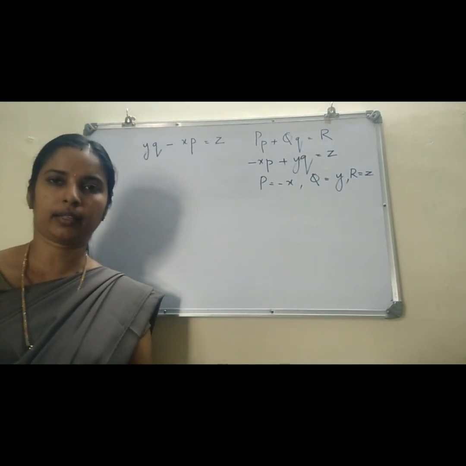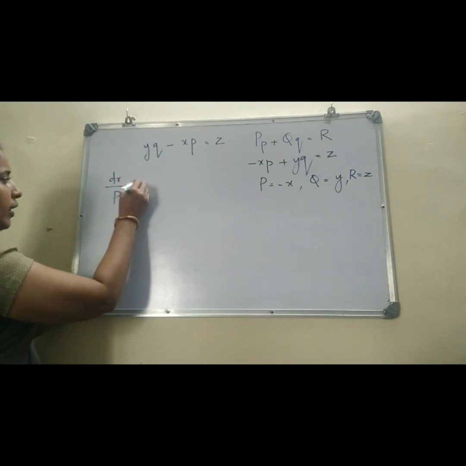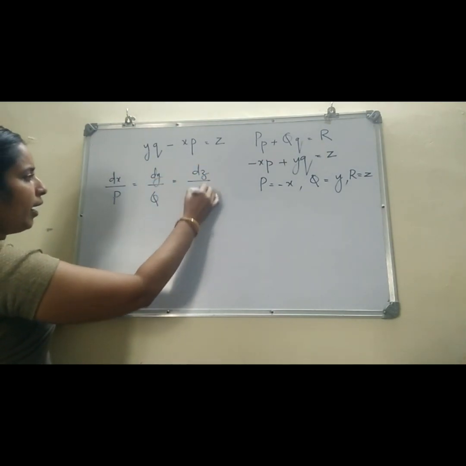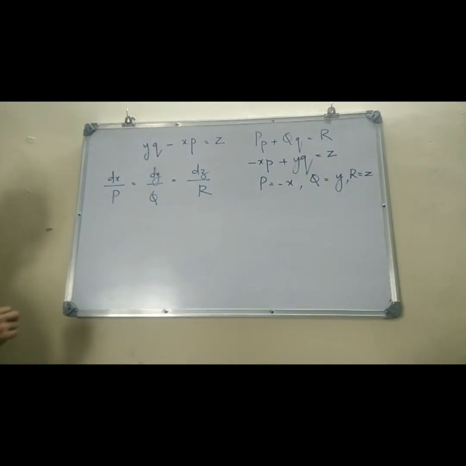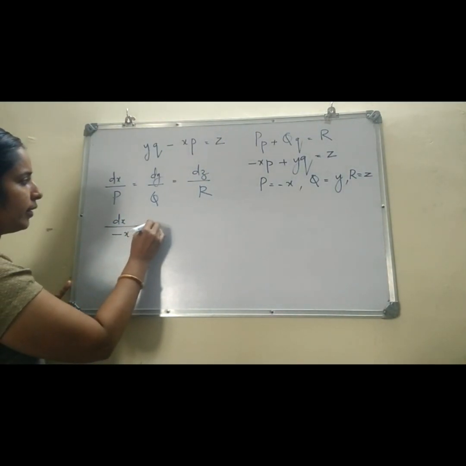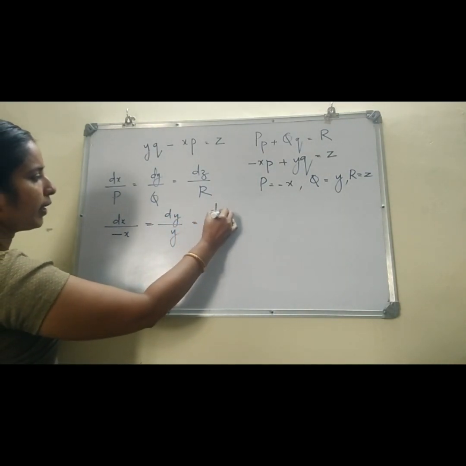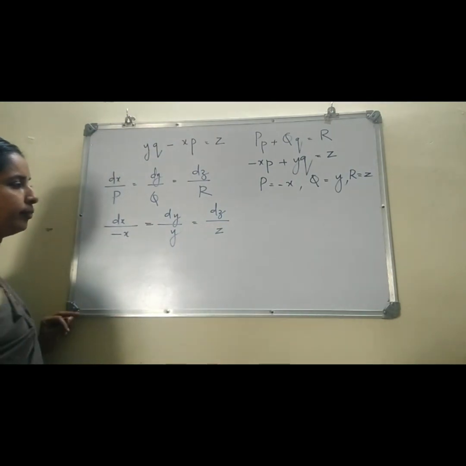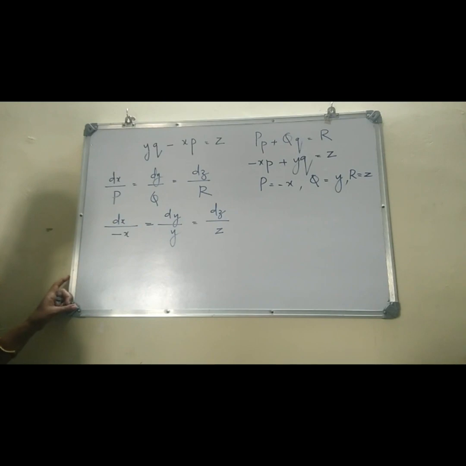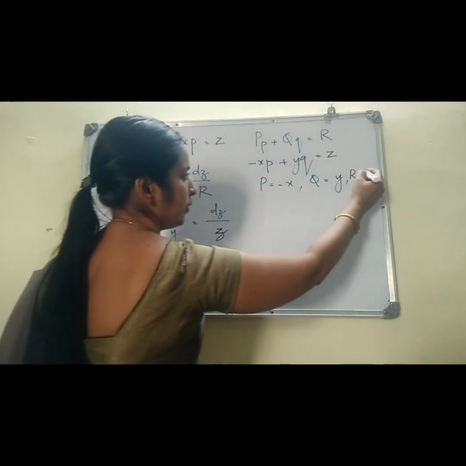Next, you write the auxiliary equations. We know the auxiliary equation is dx by P is equal to dy by Q is equal to dz by R. Here, dx by minus x is equal to dy by y is equal to dz by z.